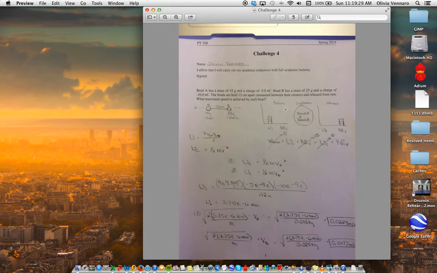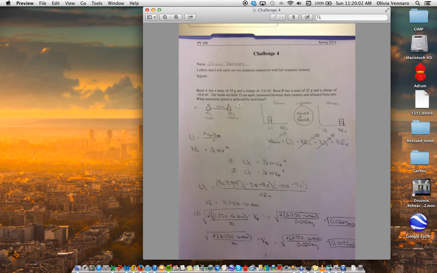So before they're released from rest, you have all of their energy in potential energy and none in kinetic, because it's starting from rest. In the system is bead A and bead B. And then after they're released, when it reaches its maximum speed, all of the initial potential energy is going to be converted into kinetic energy. So we know that afterwards there's going to be no potential energy left and all of it's going to be kinetic energy.